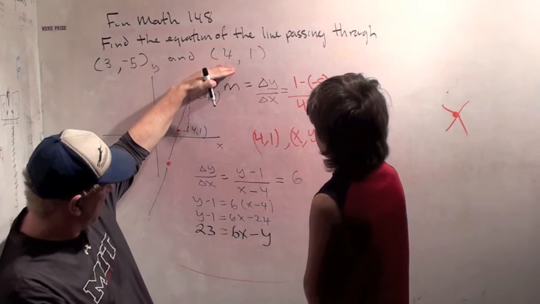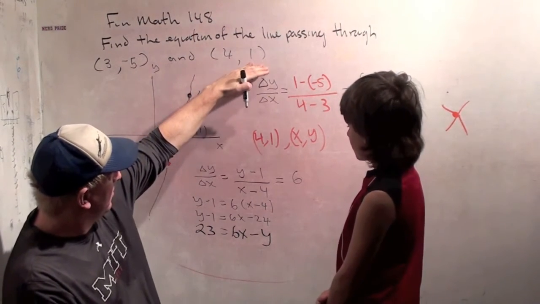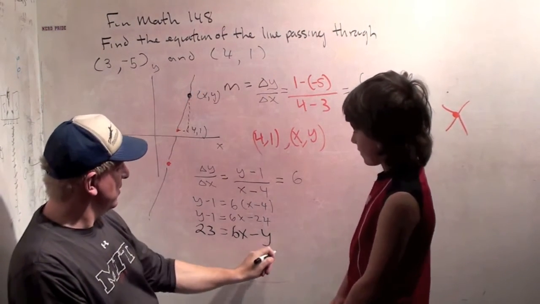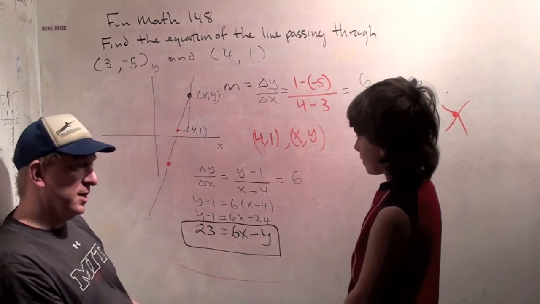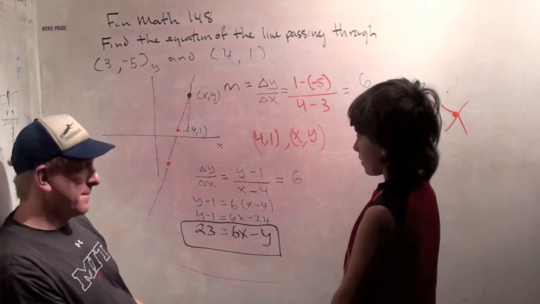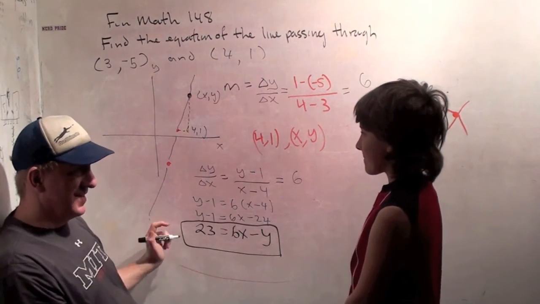Okay, what's 6 times 4? It's 24. Minus 1 is? 23. So there's our equation. 23 equals 6x minus y. Sure hope that's on the screen.